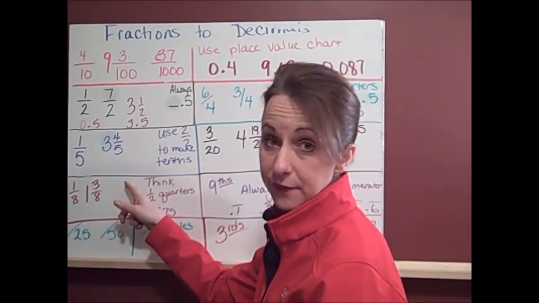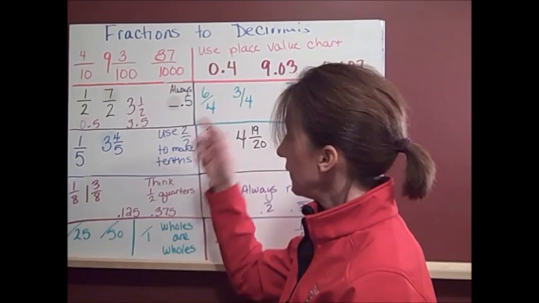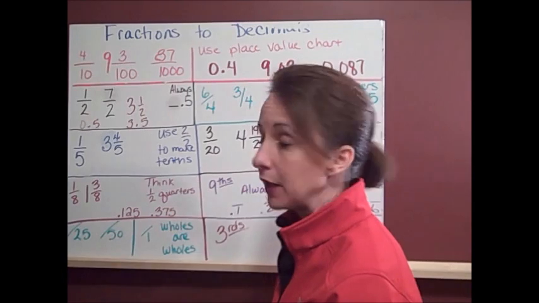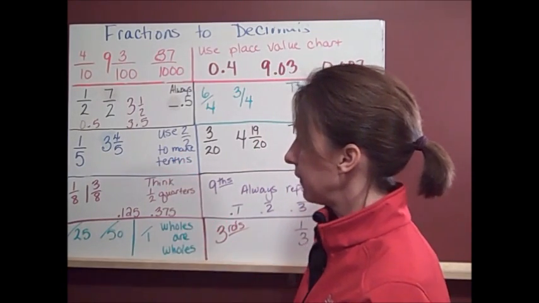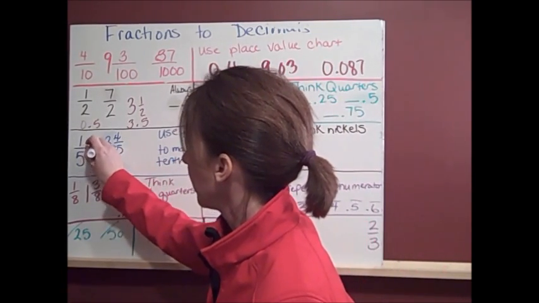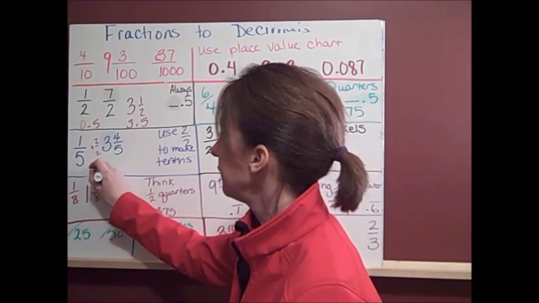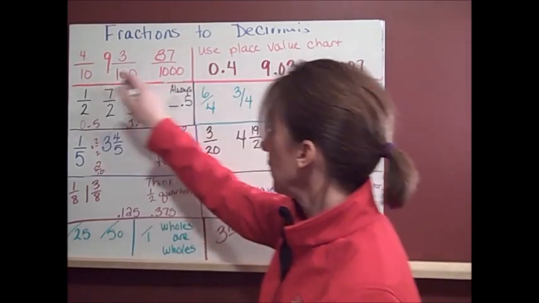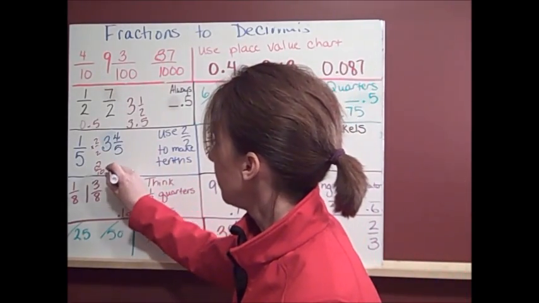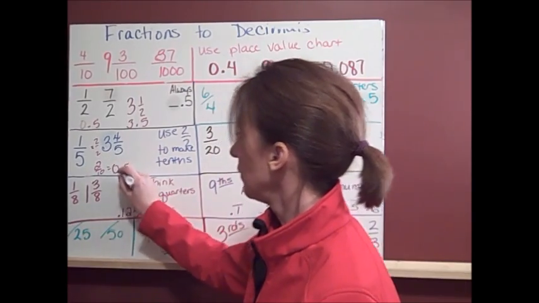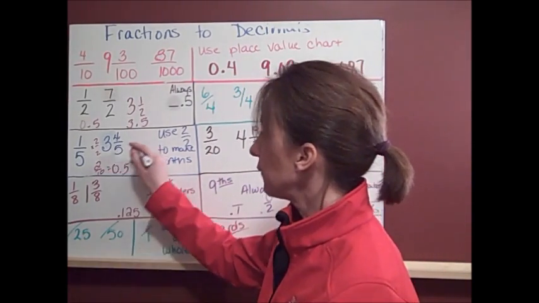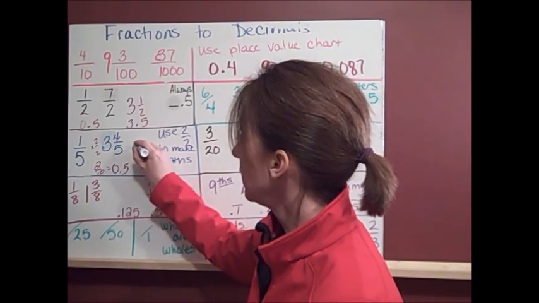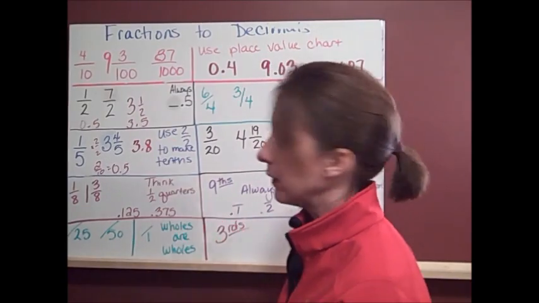When the denominator is fifths, I want to use the name for 1, 2 halves, to make tenths. So when I have this 1/5, I could multiply it by 2/2, and 1/5 is equal to 2 tenths. And now this becomes a decimal that I can write using my place value. So 1/5 is equal to 0.2. And 3 4/5 is equal to 3 8/10, because I would use this form of 1. And so 3.8 is my equivalent decimal.